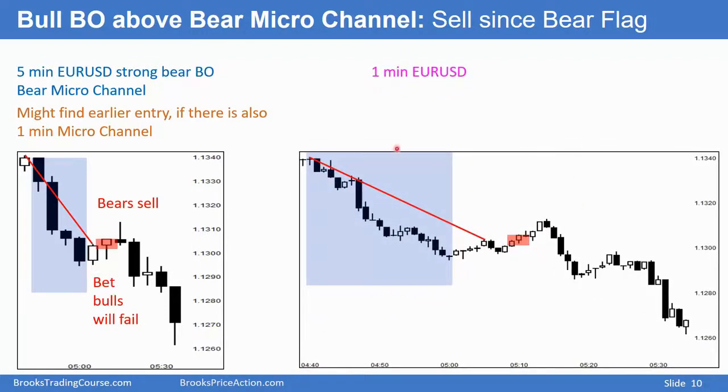This is a 1-minute chart of that. This blue box on the 5-minute chart, this is the same bars on the 1-minute chart. There are 5 times more bars. Here's where the bears sold on the 5-minute chart, and this is that entry. If you look at the 1-minute chart, this is exactly when you would have gotten short.